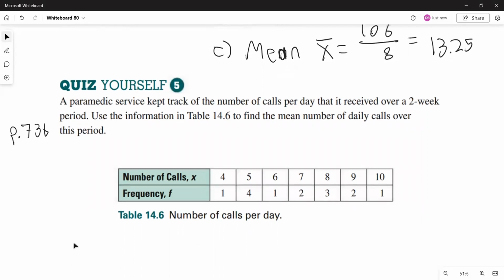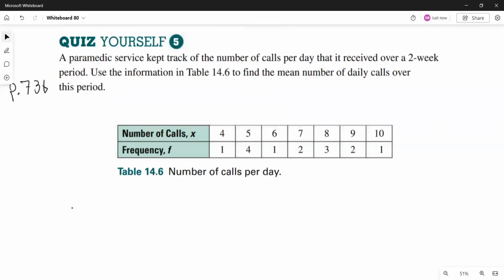If we're going to find the mean, now we have frequency. So the first entry is going to be 4. And then it's going to be 5, but 5 appears 4 times. So that's going to be 4, plus 5, plus 5, plus 5, plus 5, plus 6, plus 7, plus 7, plus 8, plus 8, plus 8, plus 9, plus 9, plus 10, divided by the sum of the frequencies. That's going to be the total number of data values.